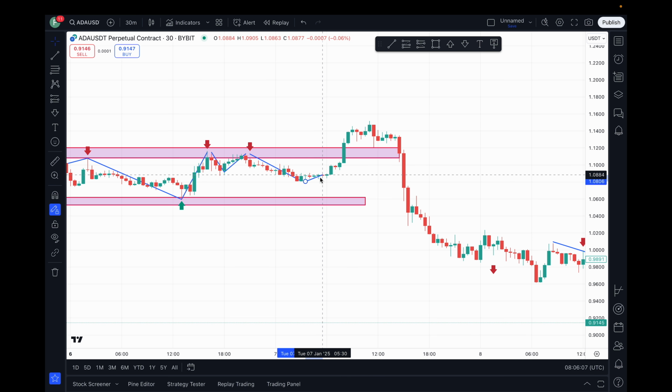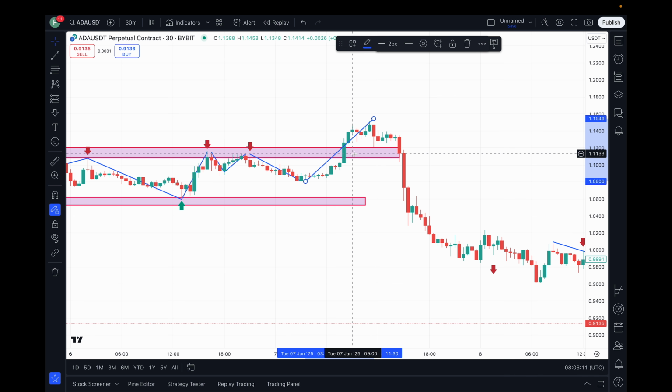So this exact arrow right here, I drew it to go above this because we have a breakout. So this is a breakout. A breakout means when a candlestick breaks a support line or a resistance line or a trend line. That's the meaning of a breakout.